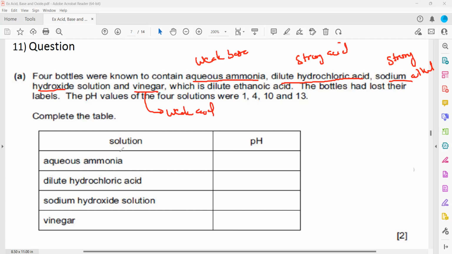So we have to select the pH values: we have 1, 4, 10, and 13. Aqueous ammonia is a weak base, so that's why it is 10. Hydrochloric acid is a strong acid, so 1. Sodium hydroxide is a strong base, 14, and vinegar is a weak acid, that's why it is 4. Or 14 is not there, 13 is there, so I cannot write 14. It should be 13 here.